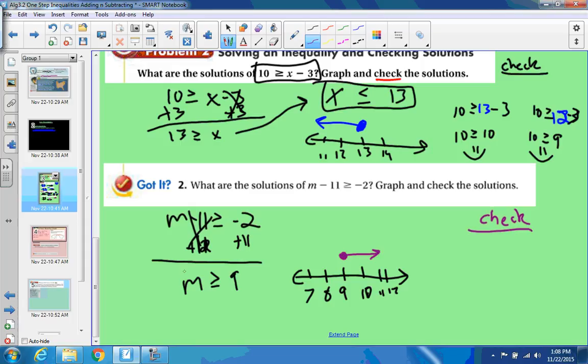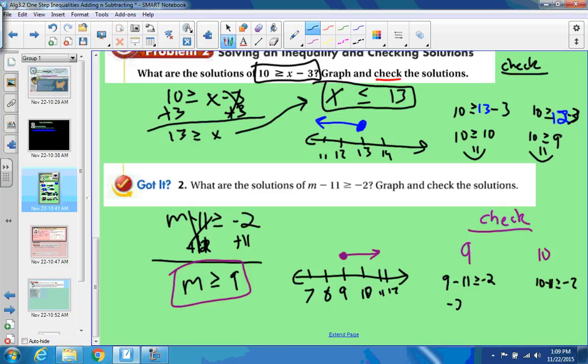since we said the numbers have to be greater than or equal to 9, we're going to use 9, and we're also going to use something greater than that, which is 10. So let's plug it in. Let's do 9 minus 11 is greater than or equal to negative 2. Hopefully it's equal to, and then we'll do 10 minus 11 is greater than or equal to negative 2. Hopefully it is greater than.